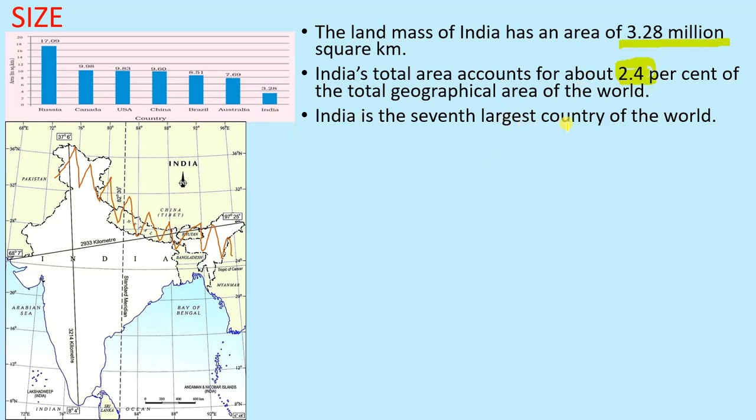India is the seventh largest country of the world. If we see in the size context, India is the seventh largest country. See in this bar graph, it is very clear that Russia is the largest country, and afterward Canada, USA, China, Brazil, Australia, and India. So see how small it looks in size, but it carries 16% of the population.